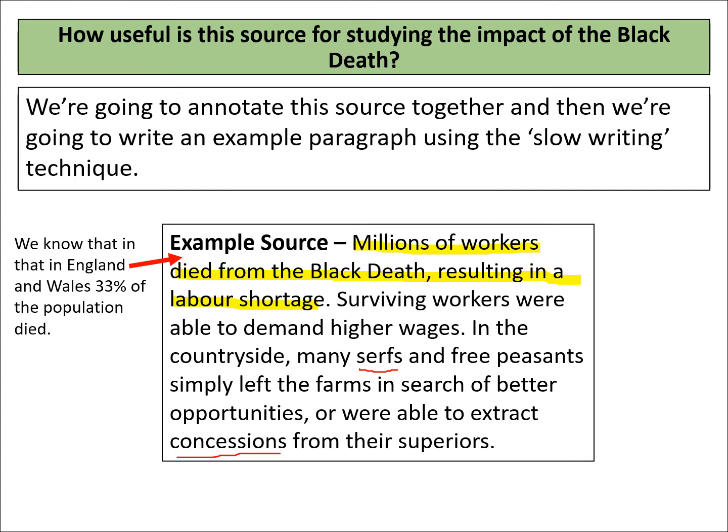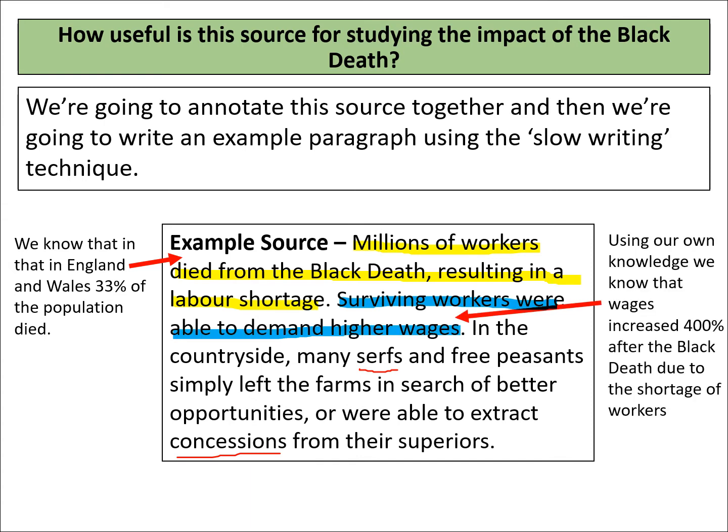If we look at the next bit, surviving workers were able to demand higher wages. Again, using our own knowledge, we know that wages increased 400% after the Black Death, and this was due to the shortages of workers. Here you can see we have picked out content from the source and we have added our own knowledge to support it.